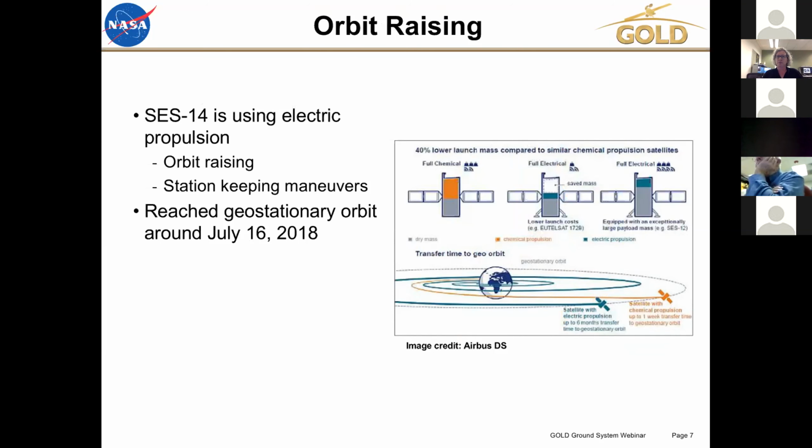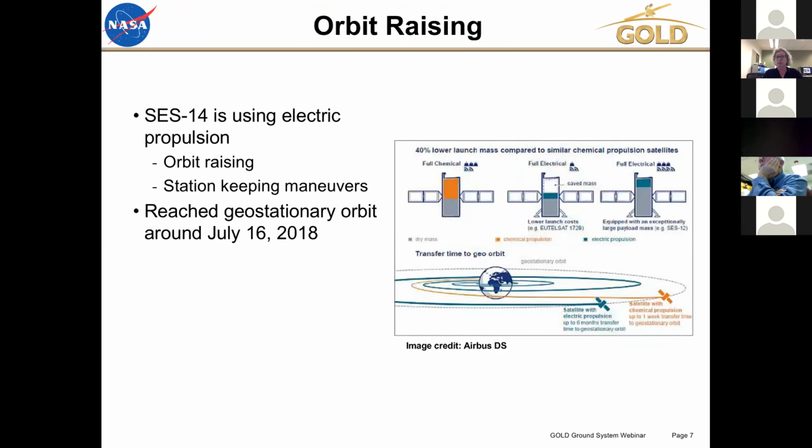So the trade-off between using electric propulsion versus chemical propulsion is that it takes much longer to get on orbit. But if you're willing to take that hit in the amount of time it takes to get on orbit, you save 40% on mass. When you launch, the amount that the launch vehicle providers charge is based on your mass. So being 40% lighter will save a significant amount.